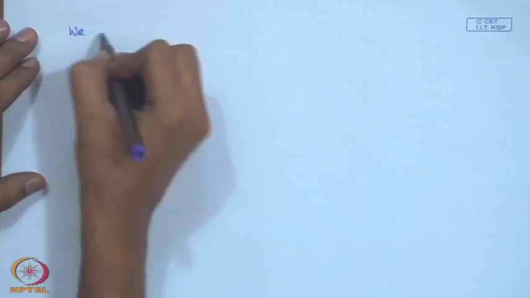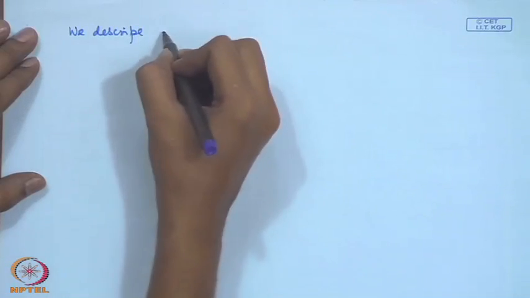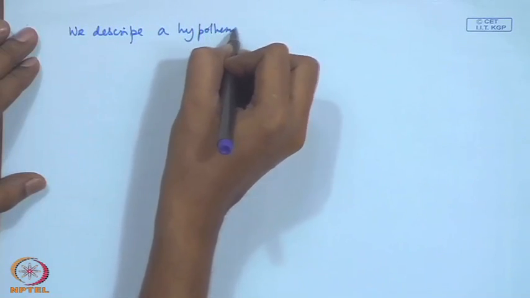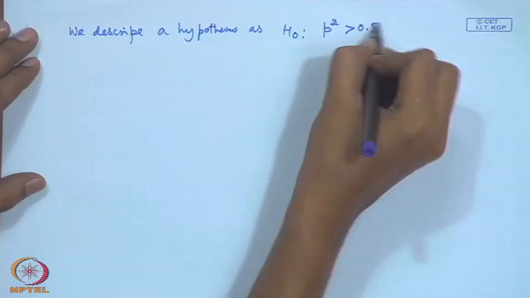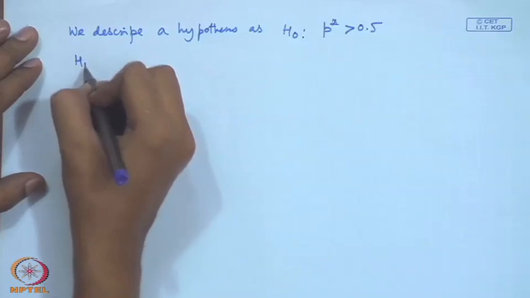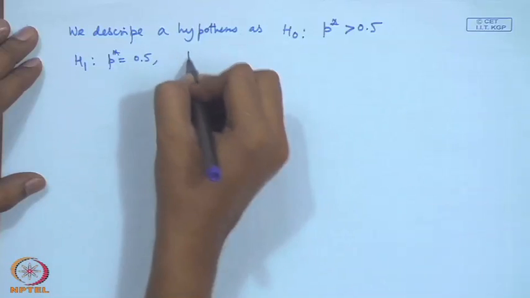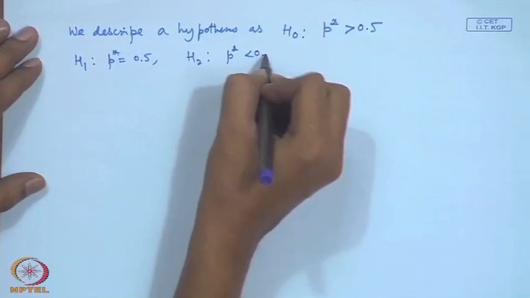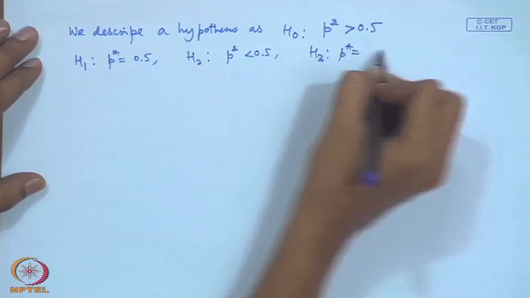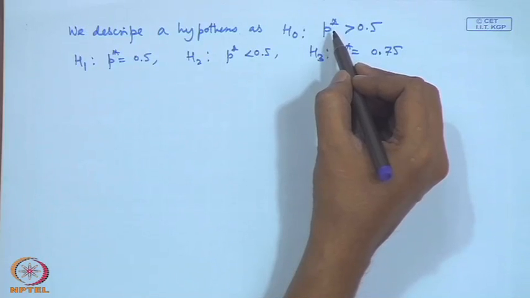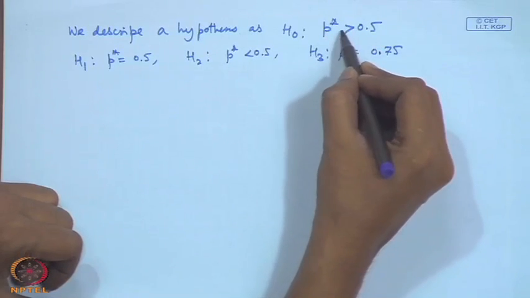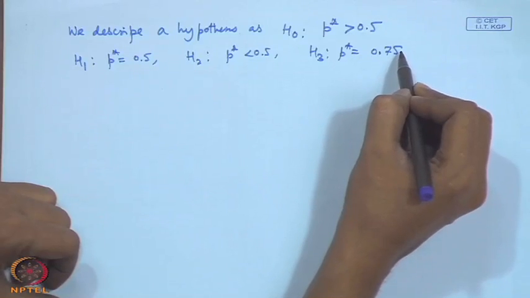So, we will try to write down a hypothesis in this fashion. We describe a hypothesis as, say, H naught P star greater than 0.5, or some we may say H 1 P star is equal to 0.5, or H 2 say P star is less than 0.5, or say H 3 P star is equal to 0.75, and so on. These are various statements. In each of them, we are actually identifying the value of the parameter. In some cases, we are telling a range. In some cases, we are exactly specifying.